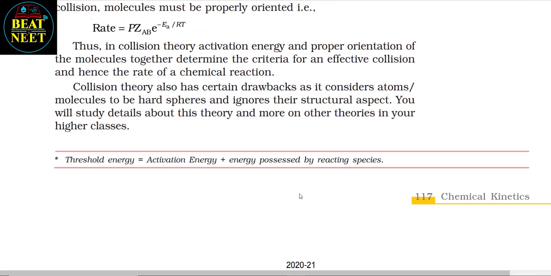Thus, in collision theory, activation energy and proper orientation of the molecules together determine the criteria for an effective collision and hence the rate of chemical reaction. Collision theory also has certain drawbacks, as it considers atoms and molecules to be hard spheres and ignores their structural aspects. You will study in detail about this theory and more on other theories in your higher classes. Threshold energy is equal to activation energy plus energy possessed by the reacting species.